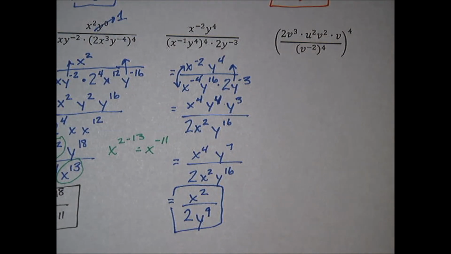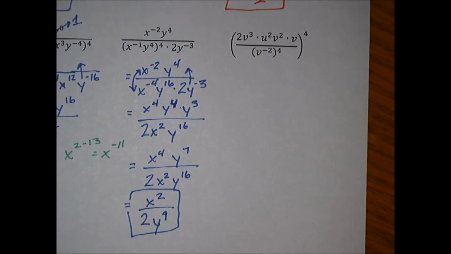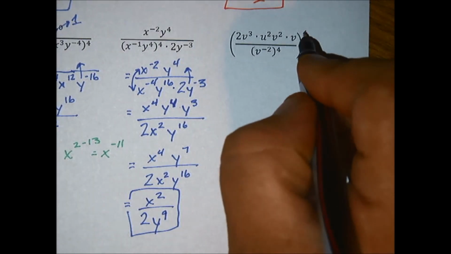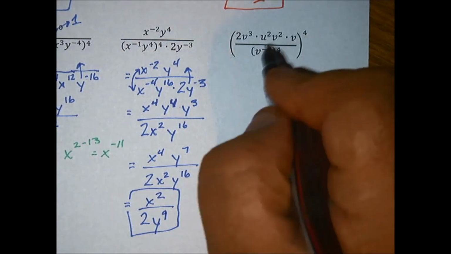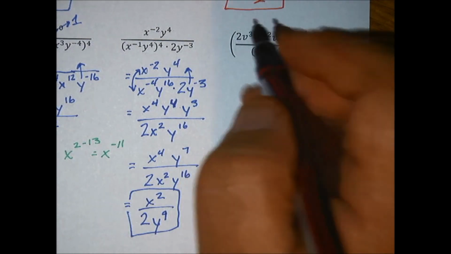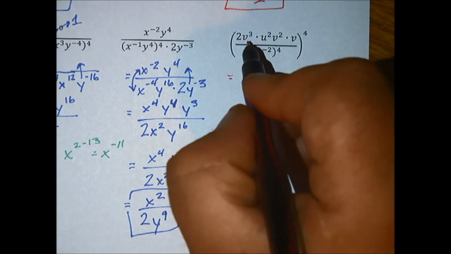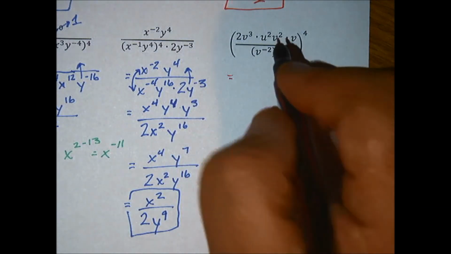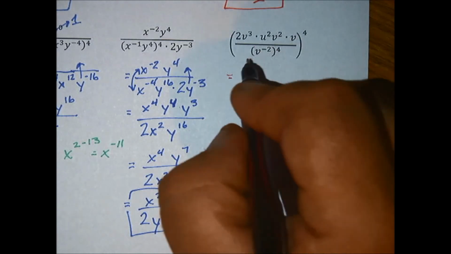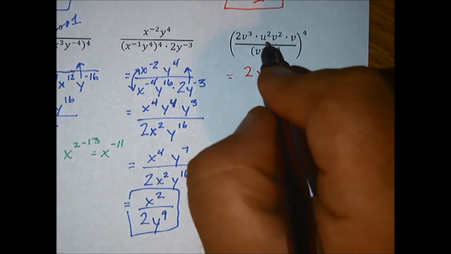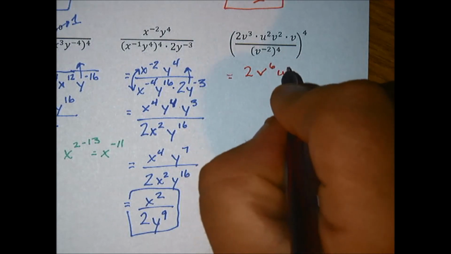All right, and one last problem to round this out, and we'll be good to go. Tough one, I know. It looks really tough, especially if you think about distributing that 4 to everything. What I would do is I would simplify inside the parentheses first. Okay, I have v to the third, and a v squared, and a v. So 3 plus 2 plus 1. So that's going to be v to the 6th. I only have a u squared up top.